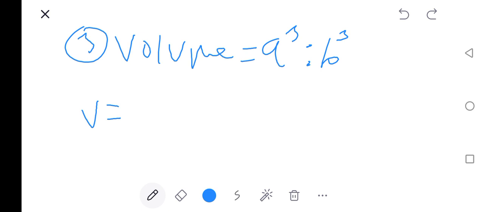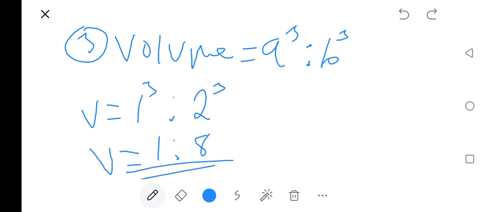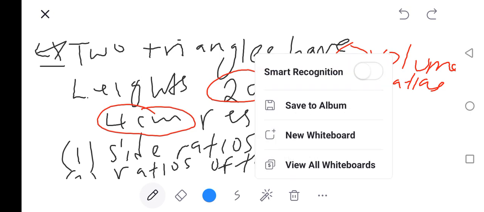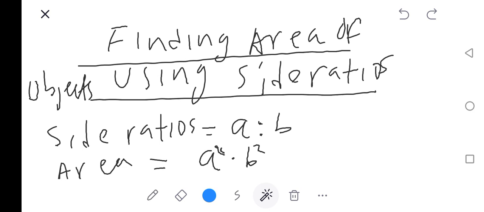So our A is 1 to the cube. We've reduced this 1 and our B is 2 to the 3. So our volume is 1 to the 8. So don't lose focus. We started with finding area and the volume using side ratios.